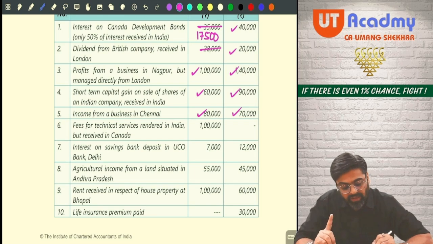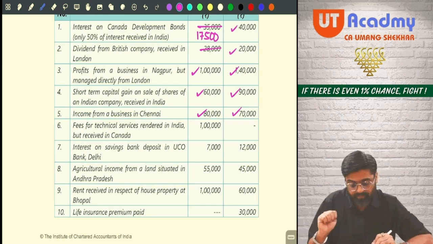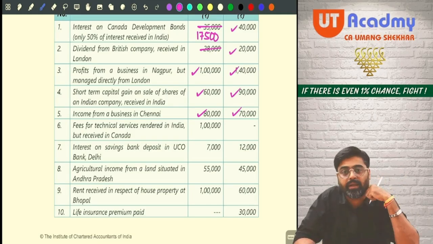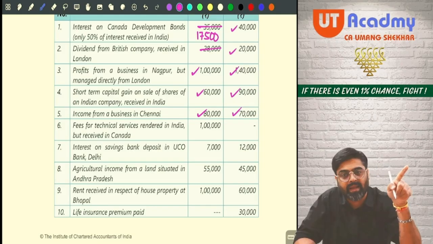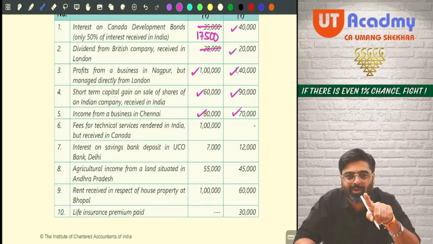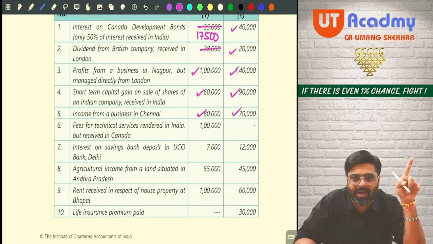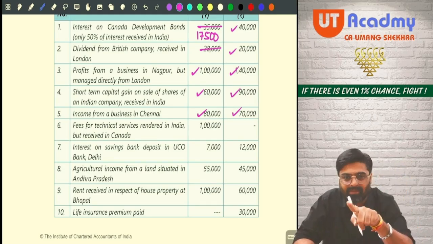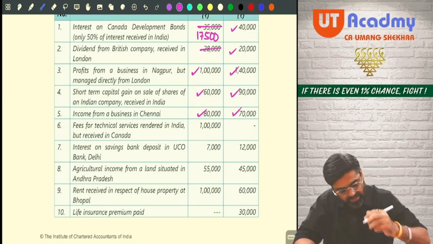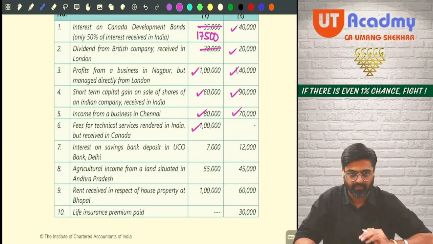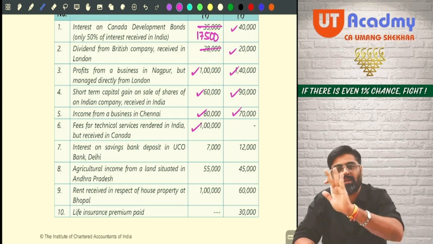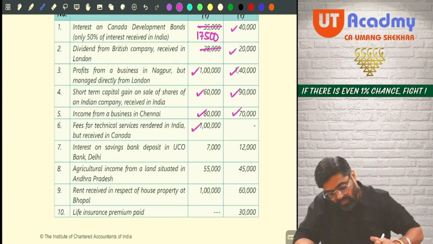Next one. Fees for technical services rendered in India but received in Canada. Where were the technical services rendered? They were rendered in India. For any technical services rendered in India, whatever fees you receive are deemed to accrue or arise in India if received outside India. Yes or no? So section number 9 says that this is your Indian income deemed to accrue or arise in India, taxable for non-resident as well as ROR. But ROR is not earning that income, so it will be taxable in the hands of Ramesh. Yes or no? Next one.